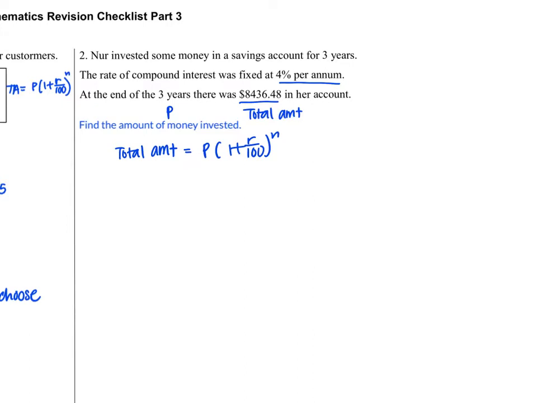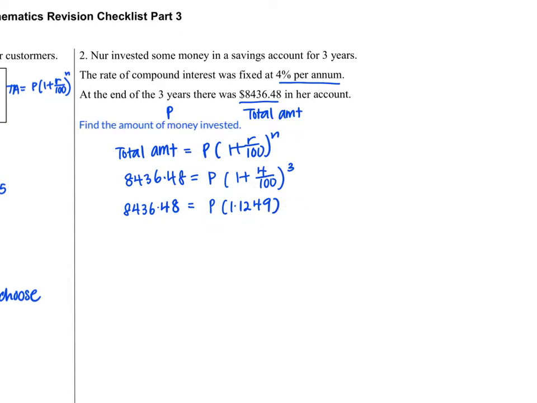So since the total amount is 8436.48, the principal P I do not know. 1 plus R, or the interest rate, is 4% per annum for 3 years. So I'm able to calculate this whole portion over here. So using my calculator, that number became 1.1249. So this whole thing times P.